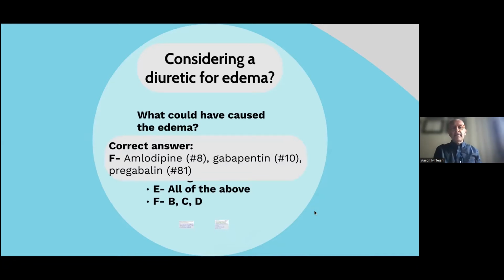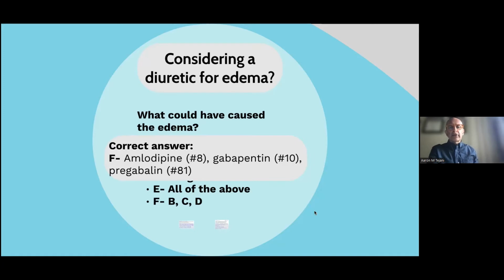And I'd have to admit that when I was first introduced to the idea of prescribing cascades, gabapentin and pregabalin wouldn't have come to mind immediately. The one that I remember being talked about the most was amlodipine, or a calcium channel blocker, and you're all correct that amlodipine is part of it, but gabapentin and pregabalin are also implicated in leading to edema.